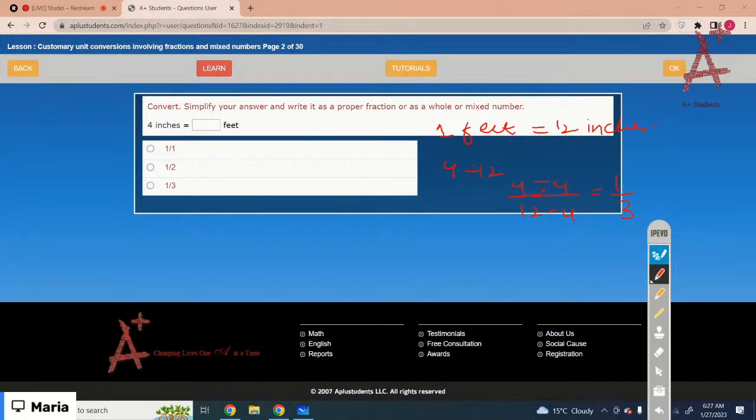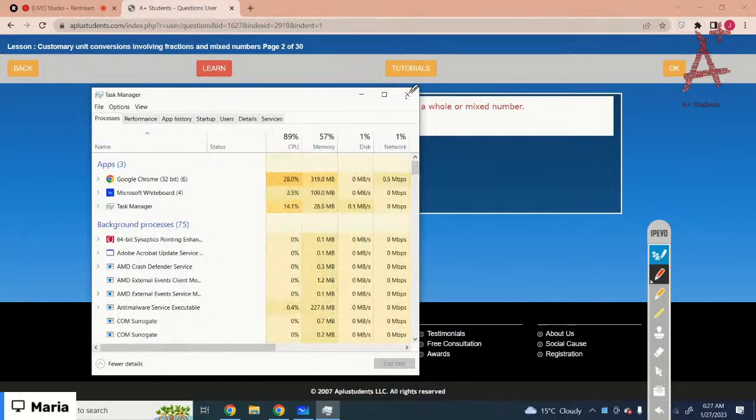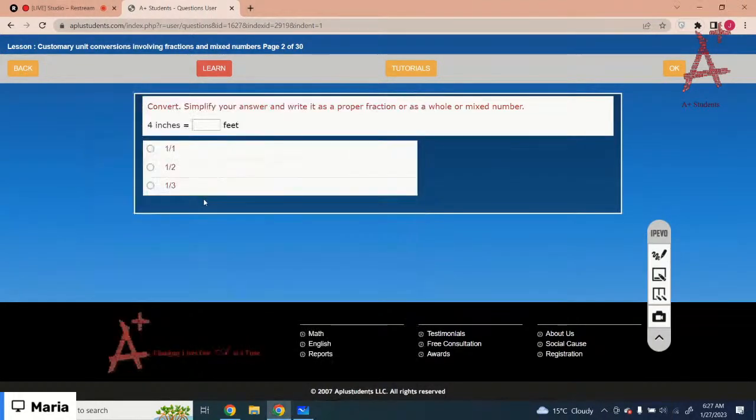So the correct option is 1/3. That means 4 inches is 1/3 of a foot. Got it? So the correct option is 1 over 3.